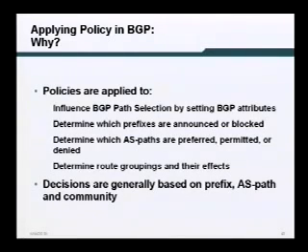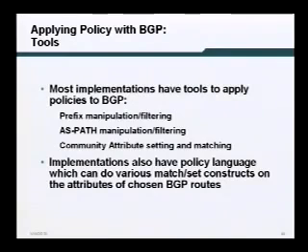Okay, the decisions are generally based on prefix, AS path, and community. Those are the three features that generally are used for applying BGP policies. Tools that you've got, well, there's prefix manipulation, filtering, you can play around with AS paths, various things there, and there's lots of things you can do with communities also.